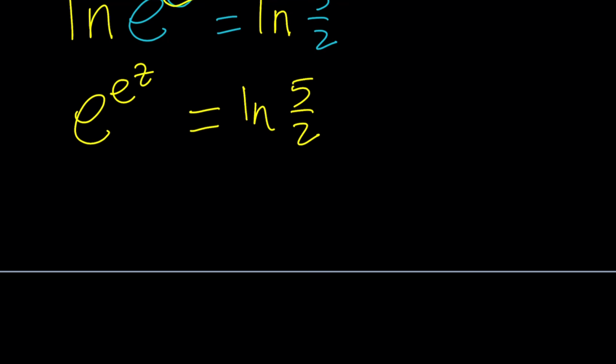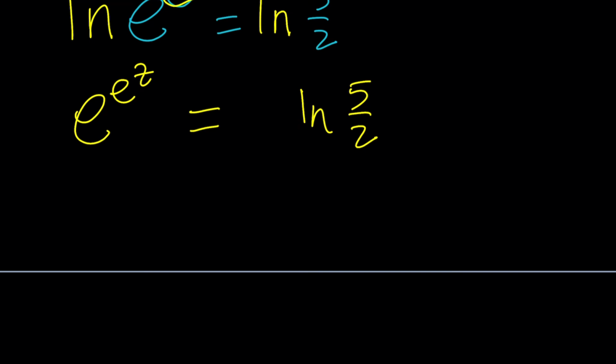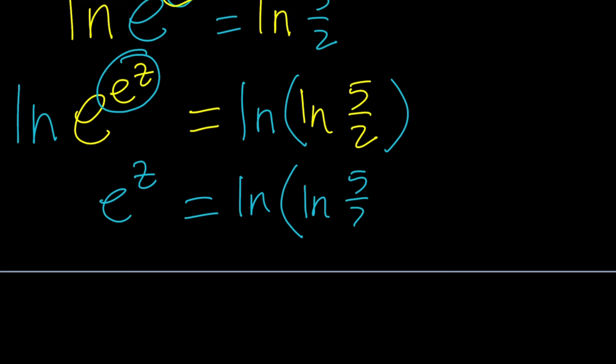So far we got this, and let's go ahead and ln both sides one more time, but let's just move this. I forgot to leave some room for the new ln. Let's use a different color. So we're going to ln one more time, but this time I want to use parentheses for a good reason. And now we get this in the front. Ln e is one more time, and now we get ln of ln 5 halves.